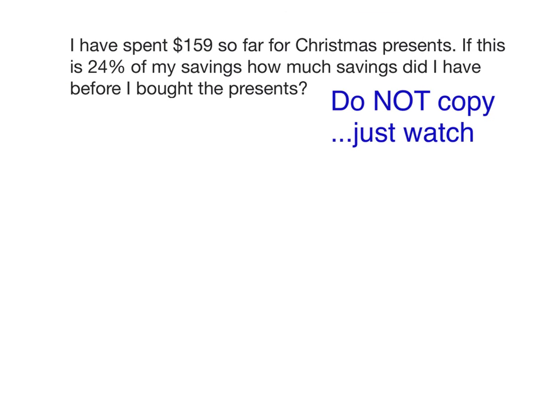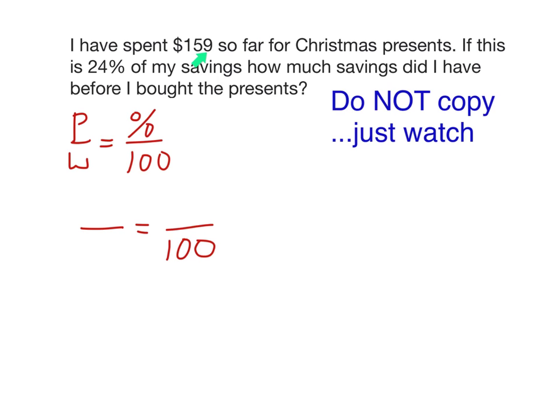I have spent $159 so far for Christmas presents. If this, meaning the $159, equals 24%, that means these two are equal to each other. So I have the 24% of my savings, which is equal to $159. You then see how much savings did I have before I bought the presents. Well, that would be my original 100% in my savings. Okay, set it up appropriately.